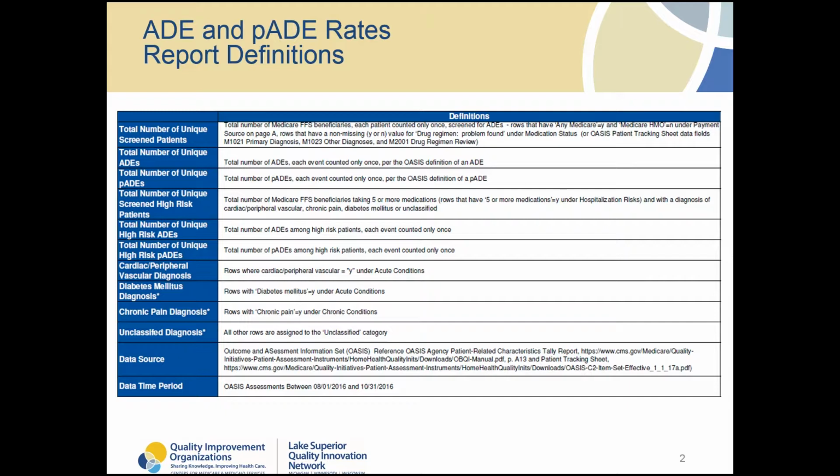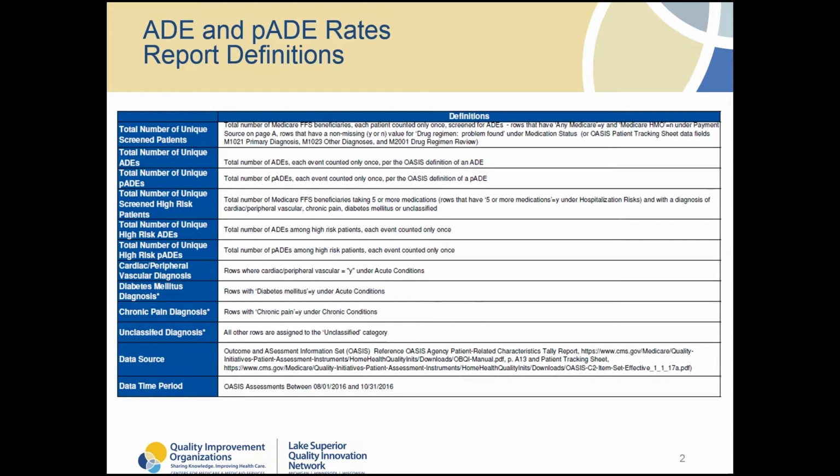Next is the total number of unique high-risk ADEs. This is the total number of adverse drug events among high-risk patients. Each event counted only once. The next definition is the total number of potential ADEs among high-risk patients, with each event counted only once.